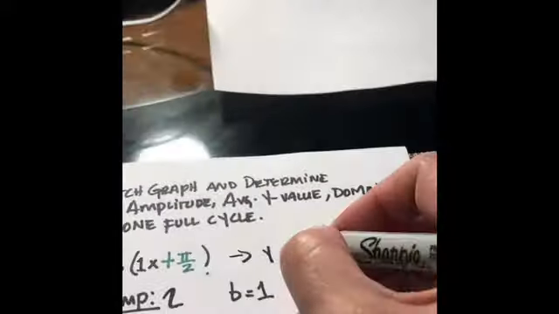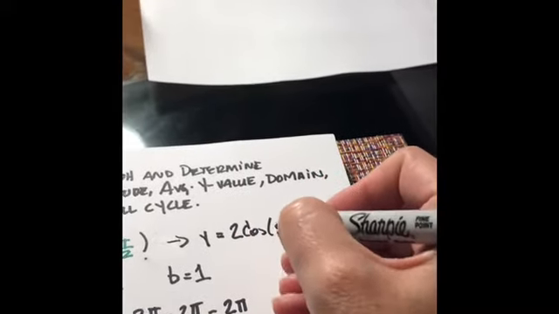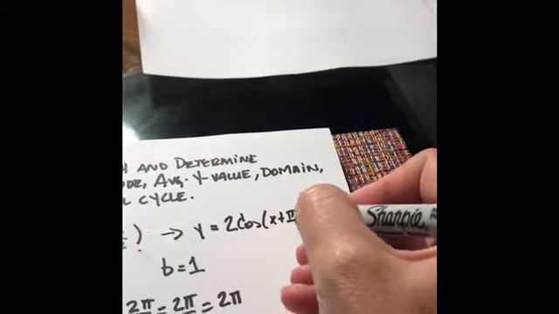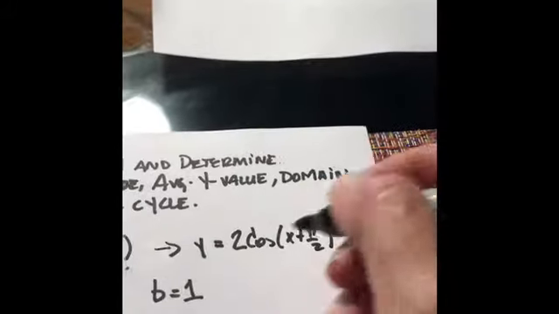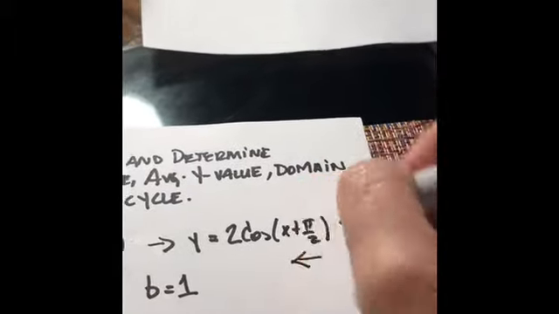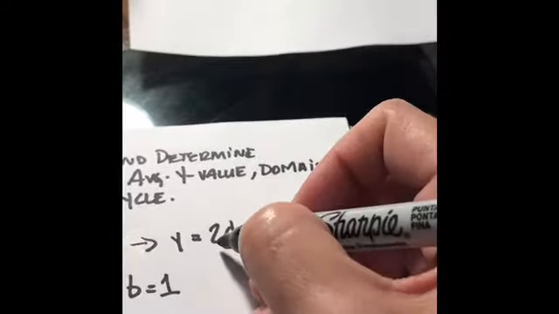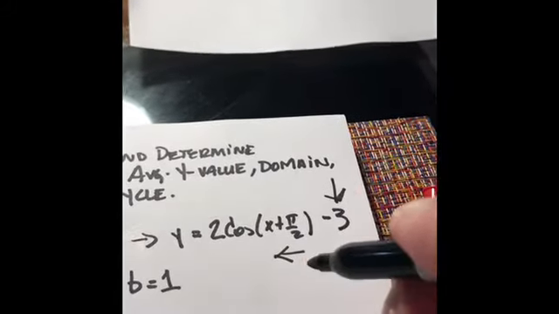Actually, this can also be seen as y equals 2 cosine of x plus pi over 2 plus 3, and it's exactly the same expression. So this means that the graph is going to be shifted to the left due to the pi over 2, and that the graph is going to be shifted by the 3. Amplitude 2, the value of b is 1.